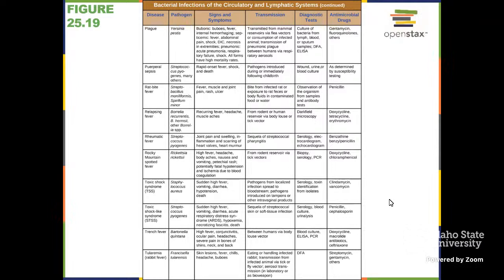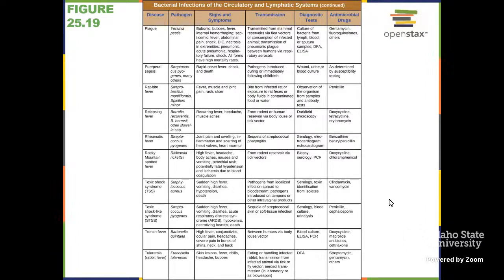Puerperal sepsis, this is something that they've called childbed fever as one potential with that, and Ignaz Semmelweis critical in driving a wedge in the potential for this. Pyogenes and some others are culprits for it, for puerperal sepsis, and I think Streptococcus agalactiae is another one that's a big player. So rapid onset of fever, shock, and death, definitely something serious. And we think about being infected in the course of delivering a child, where we're at greater risk.